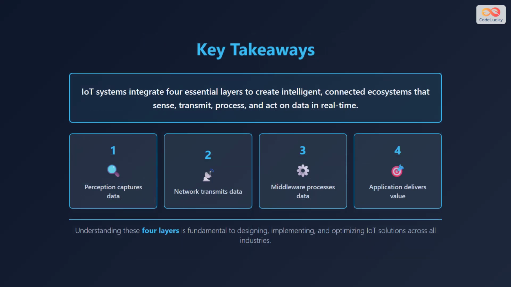Let's summarize the key points about IoT. First, the perception layer captures data through sensors and devices. Second, the network layer transmits this data securely across networks. Third, the middleware layer processes and stores the data in the cloud. Fourth, the application layer delivers value to users through interfaces and automated actions. Understanding these four layers is fundamental to designing and implementing IoT solutions. IoT is reshaping industries from healthcare to agriculture, smart homes to smart cities. As connected devices continue to multiply, IoT will become even more integral to our daily lives and business operations.